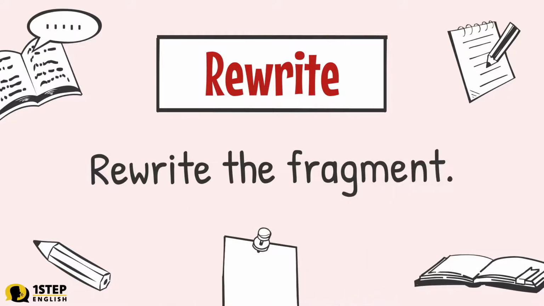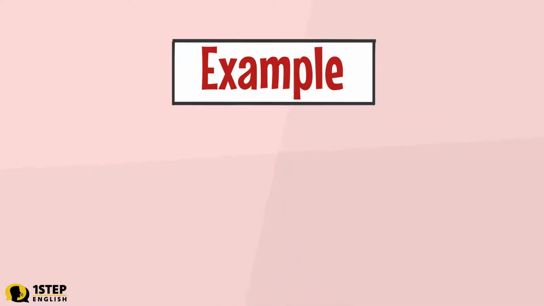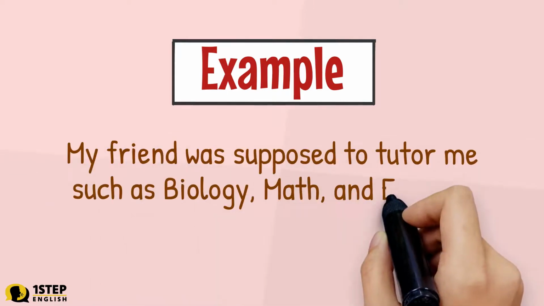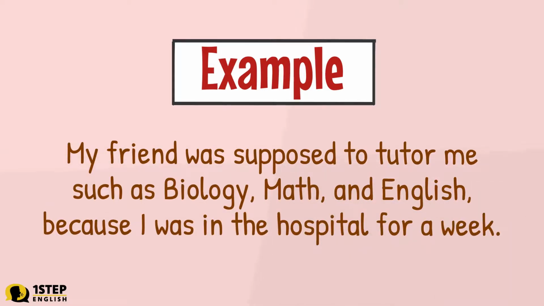You may also rewrite the fragment, or the entire passage that contains the fragment, to make a complete sentence. For example, my friend was supposed to tutor me, because I was in the hospital for a week. Such as biology, math, and English. Since the sentences are unclear, you need to rewrite it. My friend was supposed to tutor me such as biology, math, and English, because I was in the hospital for a week.